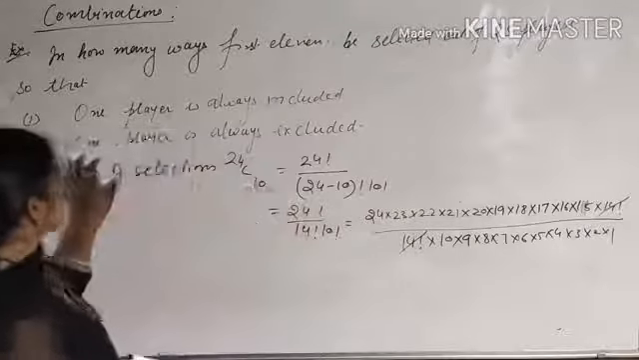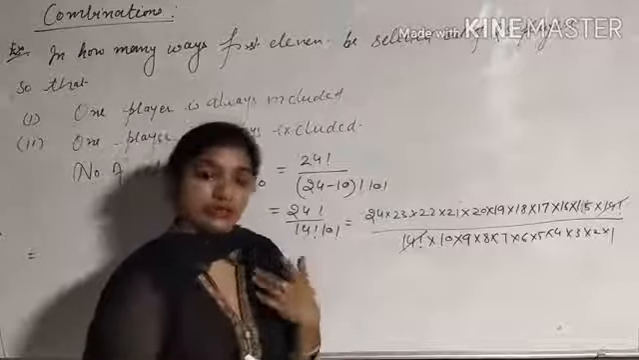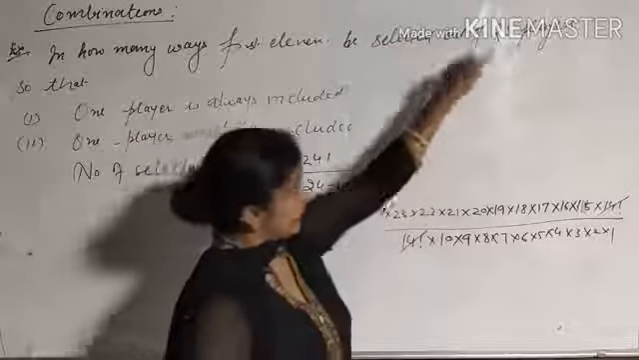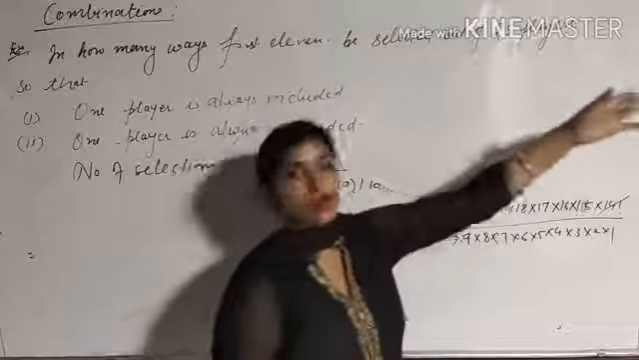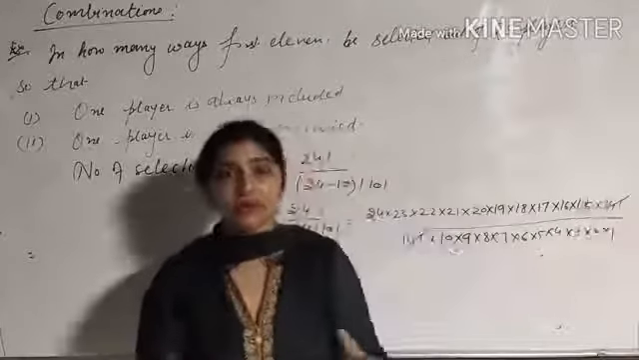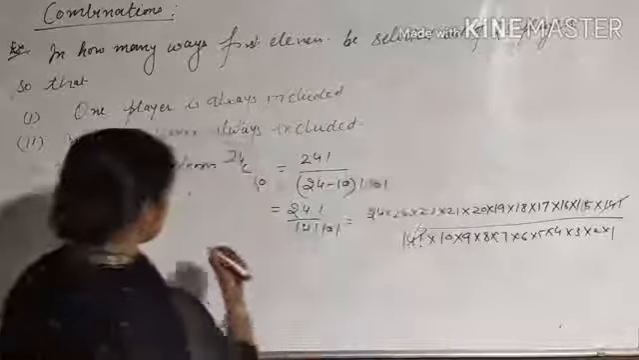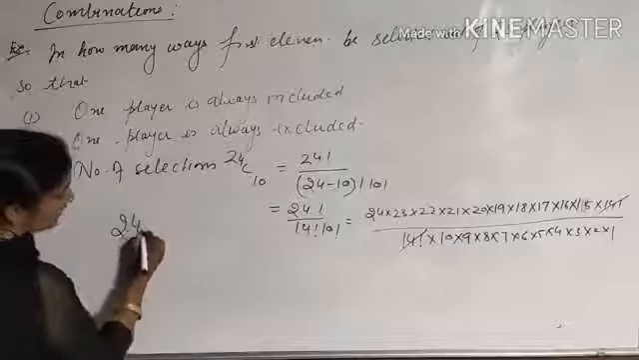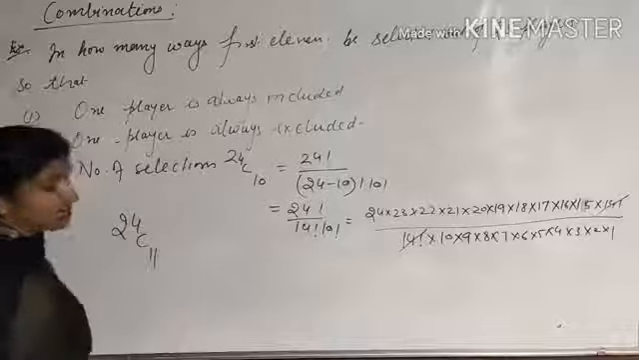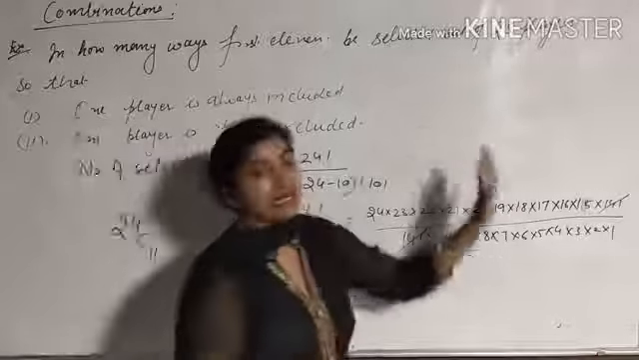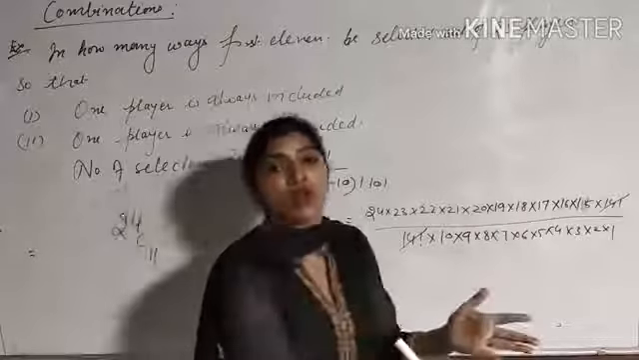In the second case, when 1 player is always excluded, it means you have to exclude 1 player always. Again, the selection is out of 24 students, because 1 player you always have to exclude. So the number of players that remain is again 24, but now you have to select how many players? 11 players among these 24 players. Okay, because 1 player has to be excluded always.